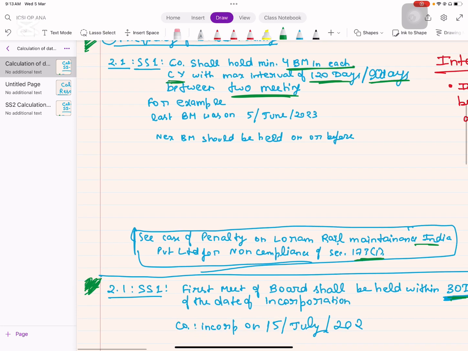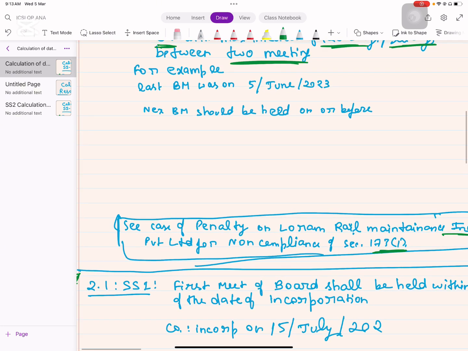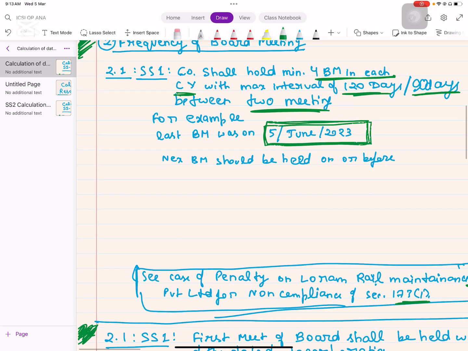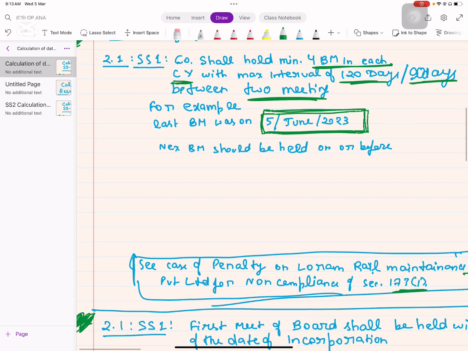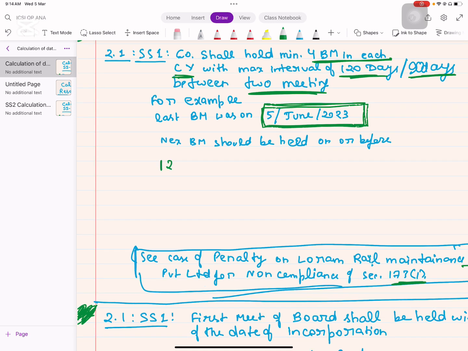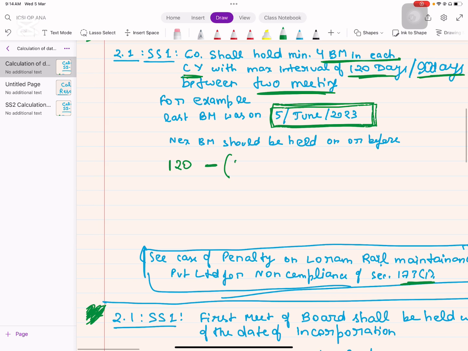Now let's take an example. Suppose the last BM was held on 5th June 2023. Now how will we calculate the next date for a board meeting? Since this is a bigger number, we cannot possibly make a timeline chart. So we will use the subtraction method. Now let's start subtracting remaining days from 120 days. Let's take 120 days minus. Now let's start counting from 5th June to 30th June. That will be 26 days.